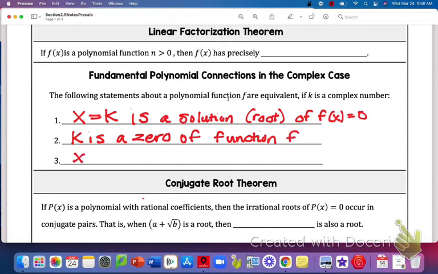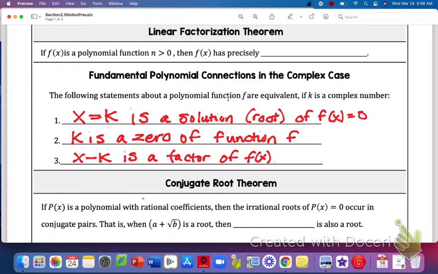And then x minus k would be a factor of f of x. Okay, which we probably already kind of knew this stuff. But now all we're going to be getting into is, well, what happens when we don't have nice zeros? So what if we have radical zeros, or what if we have imaginary zeros, right?